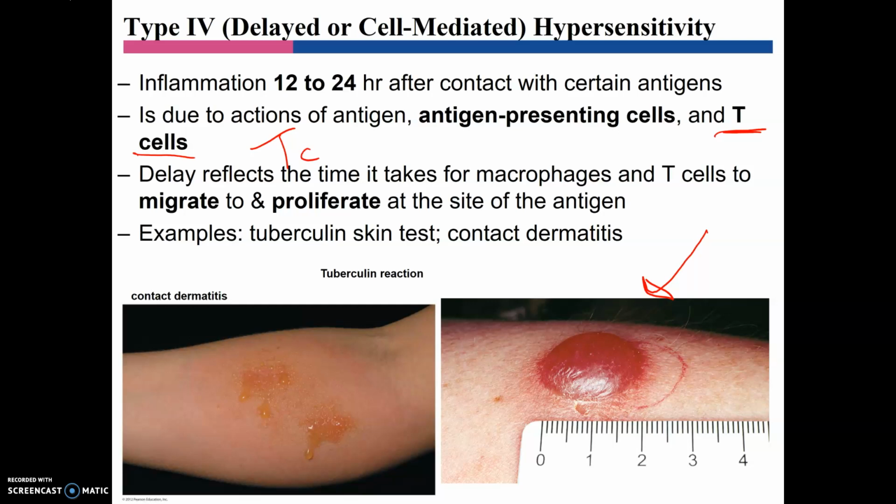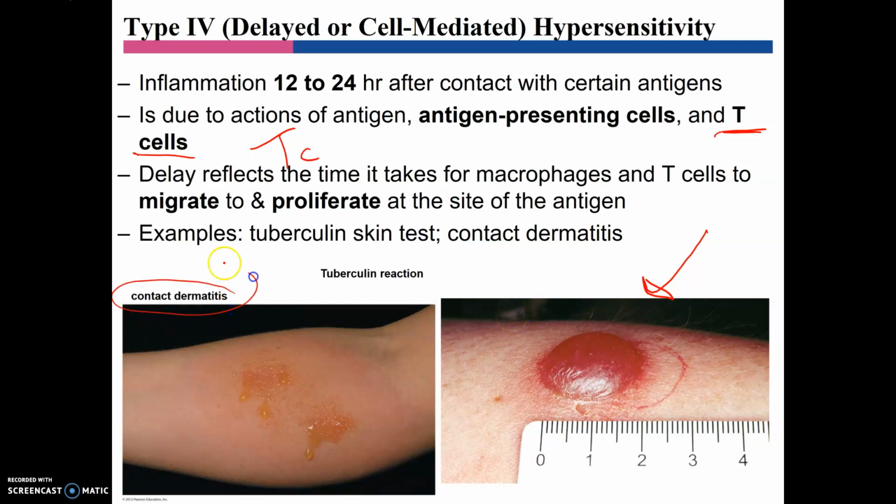So this is a type 4 or delayed type. It's called delayed because unlike type 1, which happens very, very quickly, like within minutes, this can take longer, right? Like 24 to 48 hours before you see a major type of response.